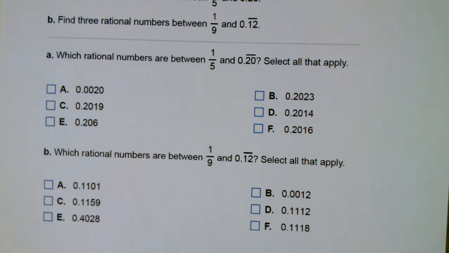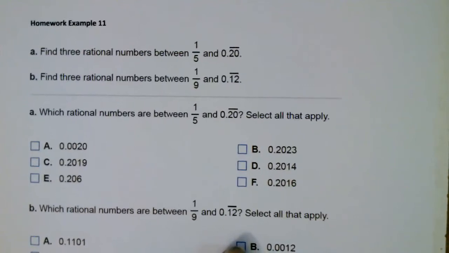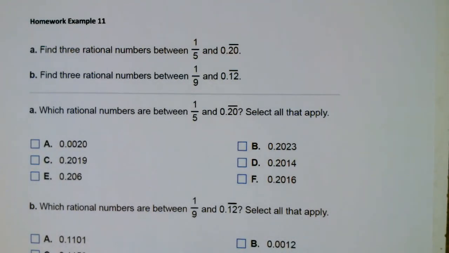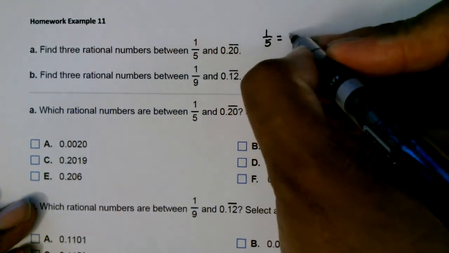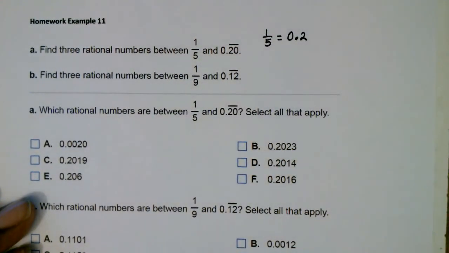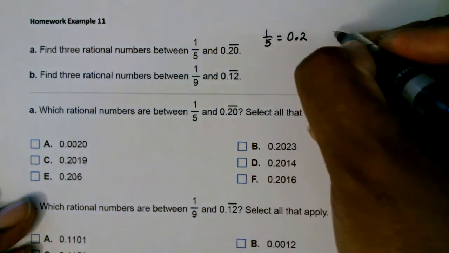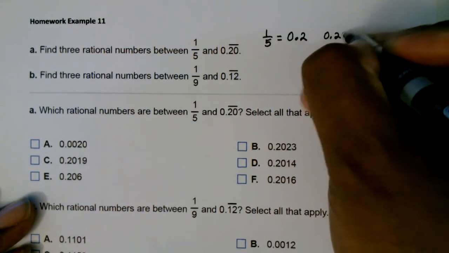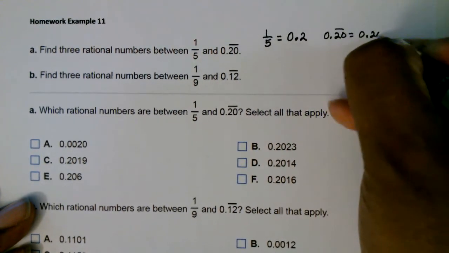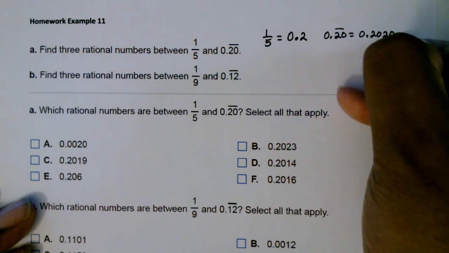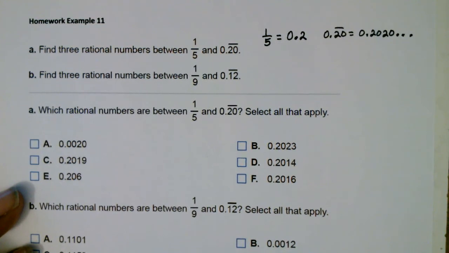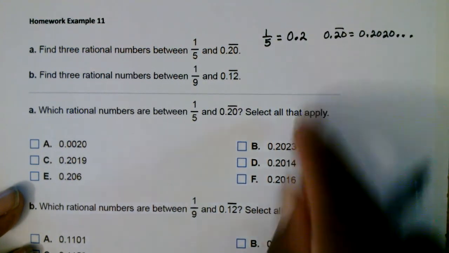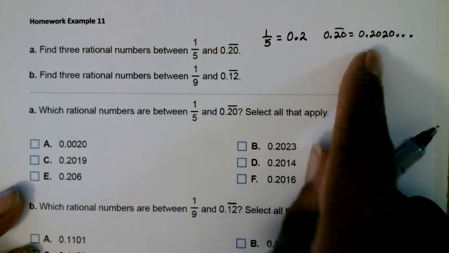And let's look at this last one right here. Let's say I want to find 3 rational numbers between 1/5 and 0.20 repeating. Now 1/5 as a decimal, if you do 1 divided by 5 in the calculator, you'll get 0.20. And 0.20 repeating is 0.2020, and so on. So I need to select the ones that fall between 0.2 and 0.2020.